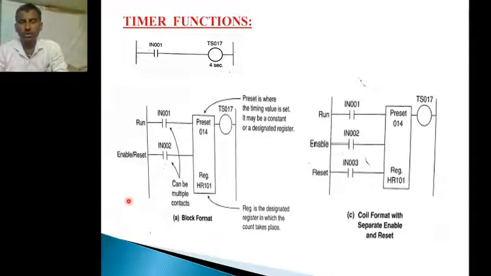The various PLC functions are timer functions, counter functions, arithmetic functions, number comparison functions, number conversion functions, data handling functions, sequencer functions and matrix functions, etc. In the third unit we have nearly five functions: timer function, counter function, arithmetic functions, number conversion functions and number comparison functions. In this video I want to teach about the timer functions and counter functions.